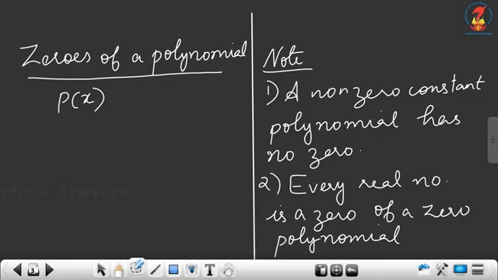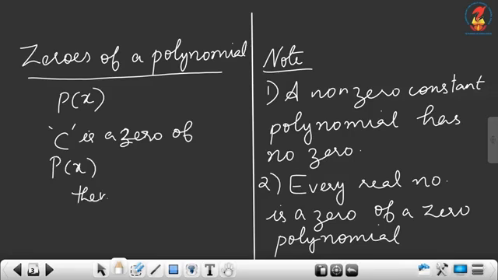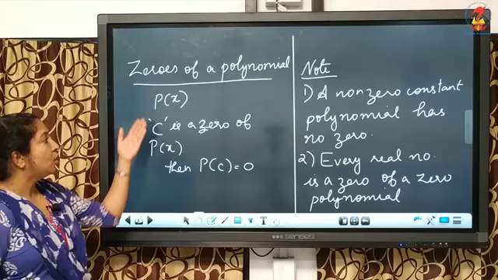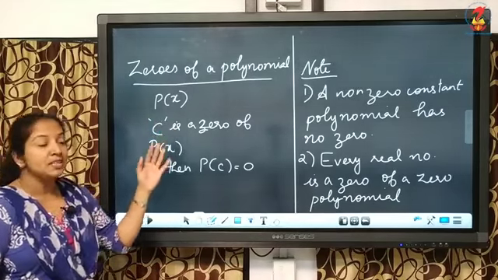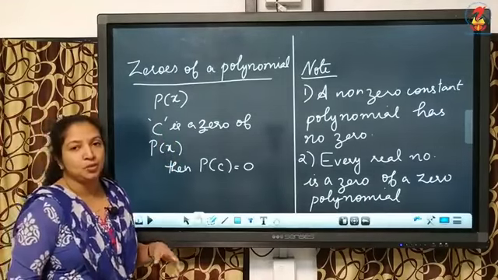Zeros of a polynomial. Let p of x be a polynomial. Then if c is a 0 of p of x, then p of c equal to 0. P of x is a polynomial, then if c is a 0 of this polynomial p of x, then p of c equal to 0.